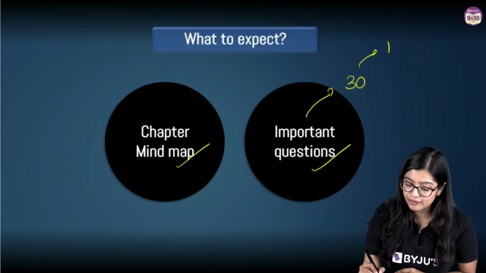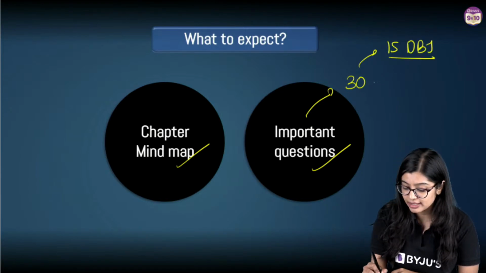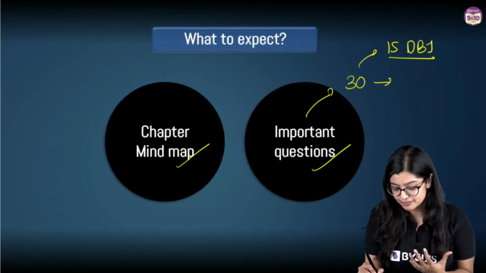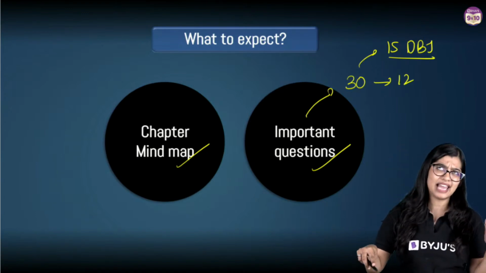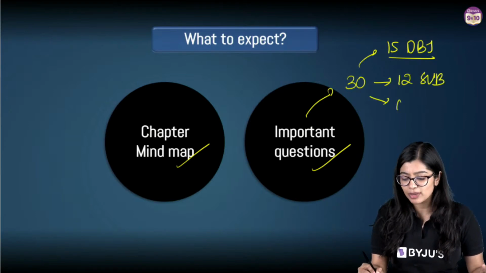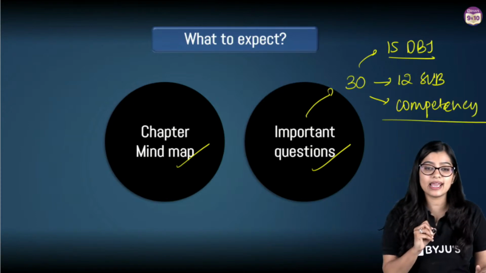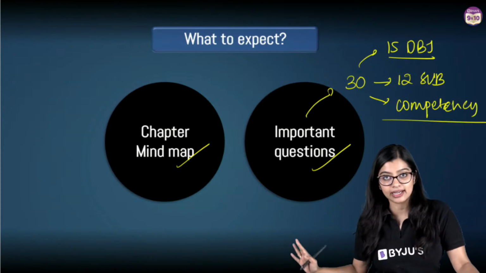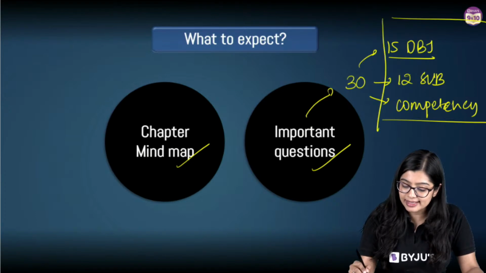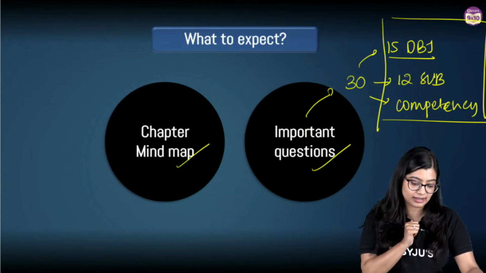I have 15 objective questions, about 11 to 12 subjective, and a few which are going to be competency based as well. So as you can see, I am going to be covering everything today, and with this, your ultimate preparation for geography and economics will be done and you have nothing to worry about.